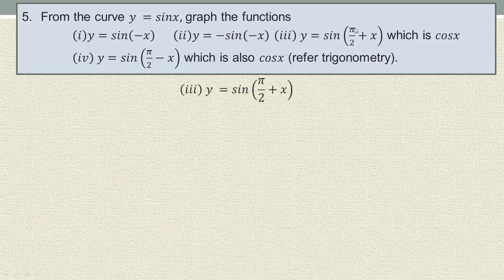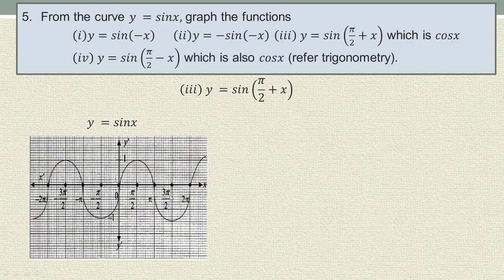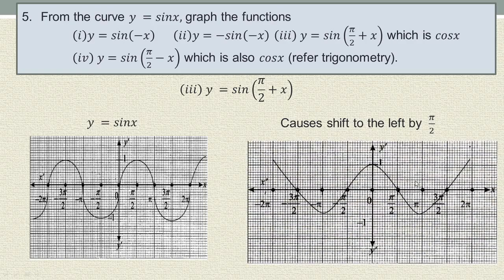And the third subdivision is sine of pi by 2 plus x. So pi by 2 is added inside the function. So y is equal to sine x, and inside the function you are adding pi by 2. So you just draw y is equal to sine x. It causes a shift to the left by pi by 2. If you go for the translation, you can check. Adding the constant inside the function will cause the shift to the left, left by pi by 2. Left means you will get the curve like this.